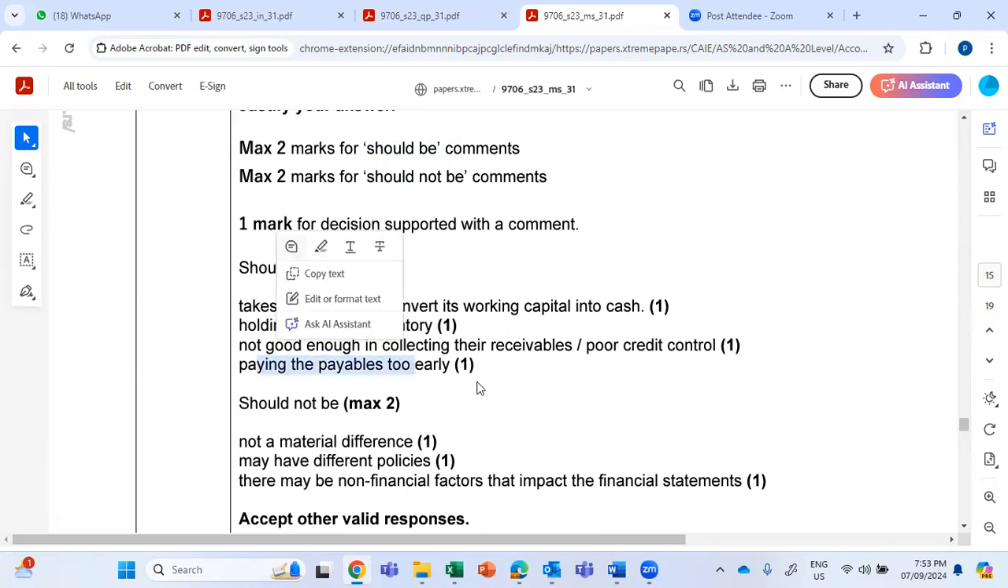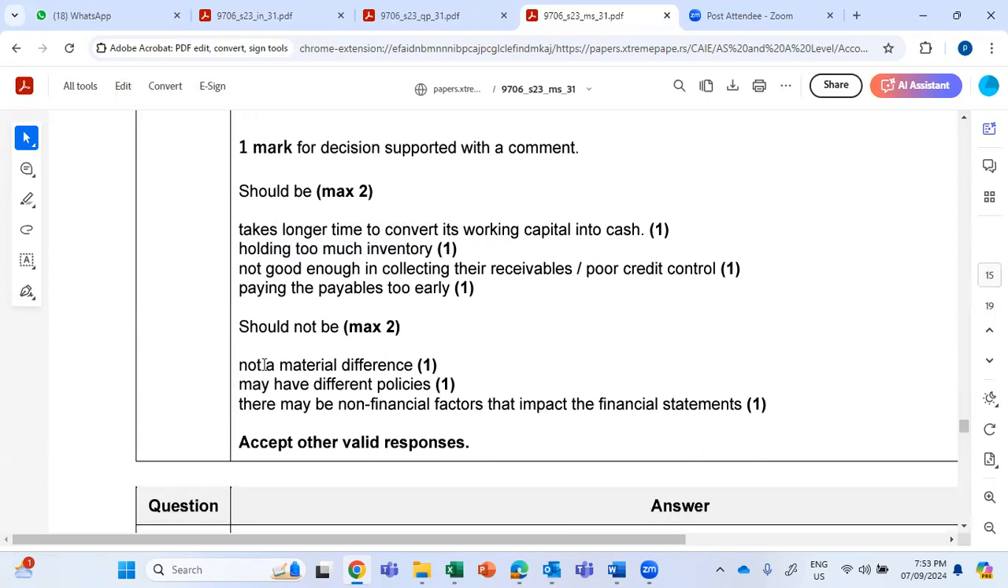If you say should not be concerned, we can say that 5 days may not be a material difference, may not be much of a difference, unless it's like a 20 or 15 day difference, then we should be concerned. We can go on that line. Another reason is that maybe our businesses have different policies in line with the type of business that we are doing. Or we can say that we should not be concerned, as there may also be some non-financial factors that have an influence on the financial statement.